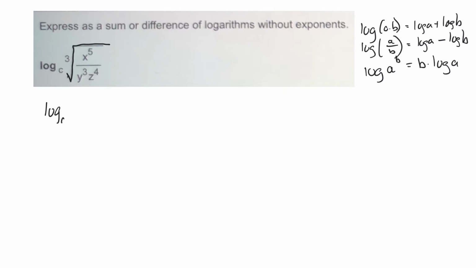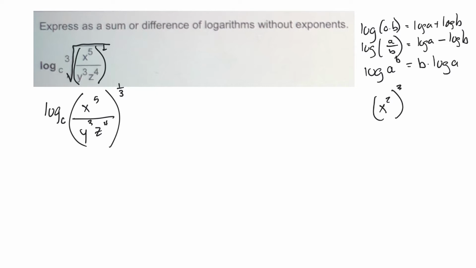So it'd be log base c of x to the fifth over y cubed z to the fourth, all to the, and if you think of this all being to some exponent, there's no exponent written, so you assume it to be a 1. So this would be all to the 1/3. Now this is the power rule for exponents, where if I have x squared to the third, I can multiply that. That's power of a power, so that'd be x to the sixth. So I can do the same thing with this.